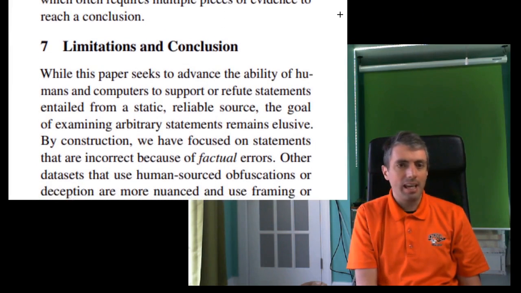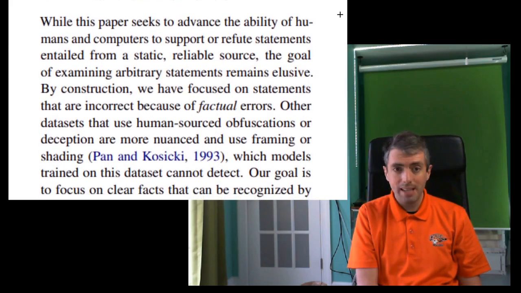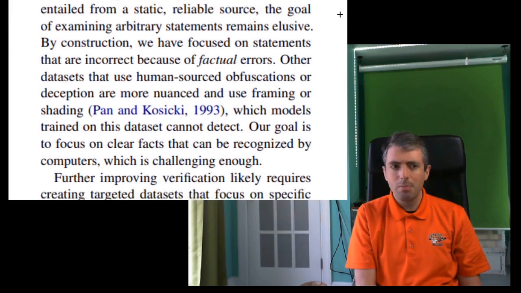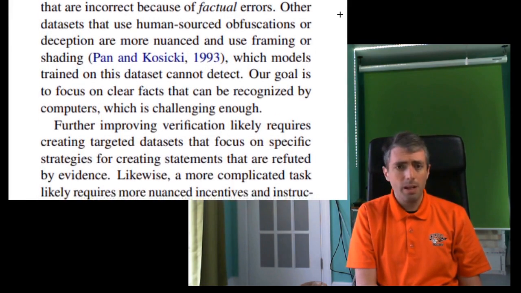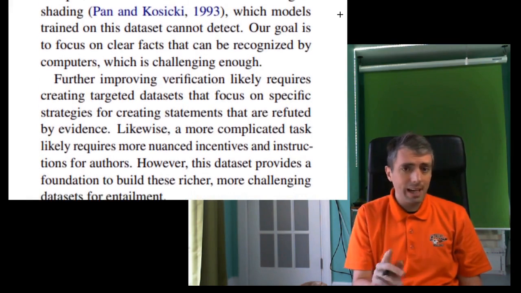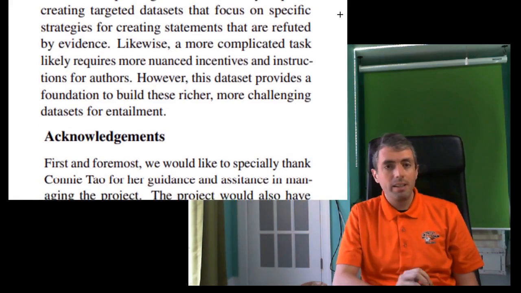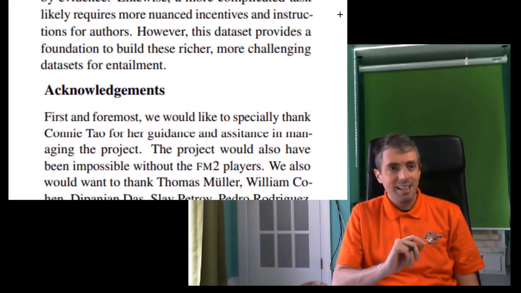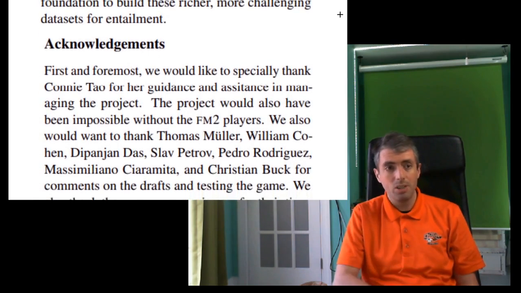Section 7. Limitations and conclusion. While this paper seeks to advance the ability of humans and computers to support or refute statements entailed from a static, reliable source, the goal of examining arbitrary statements remains elusive. By construction, we have focused on statements that are incorrect because of factual error. Other datasets that use human source obfuscations or deception are more nuanced and use framing or shading, which models trained on this dataset cannot detect. Our goal is to focus on clear facts that can be recognized by computers, which is already challenging enough. Further improving verification likely requires creating targeted datasets that focus on specific strategies for creating statements that are refuted by evidence. Likewise, a more complicated task likely requires more nuanced incentives and instructions for authors. However, this dataset provides a foundation to build these richer, more challenging datasets for entailment.